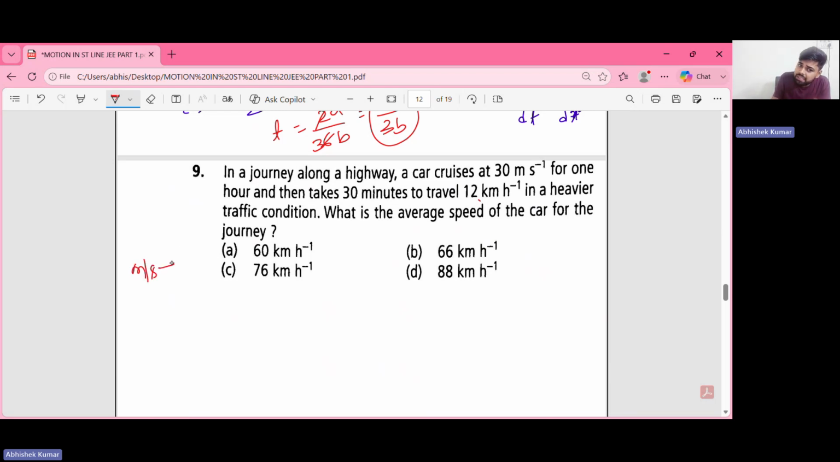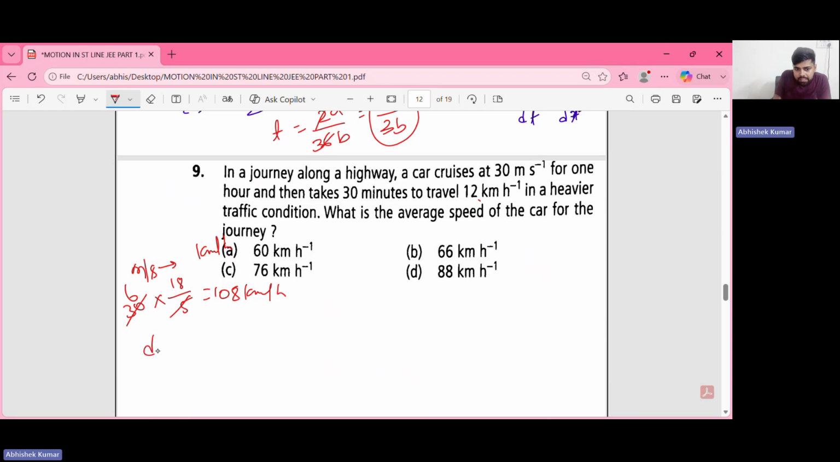To convert meter per second to kilometer per hour, what do we have to do? We have to multiply with what? 18 by 5. And to convert kilometer per hour to meter per second, we have to multiply with 5 by 18. So same thing, first we convert this value. So how much will come? Here 30 is there, so this one cancels with 6. 18 6s are 108 kilometer per hour.